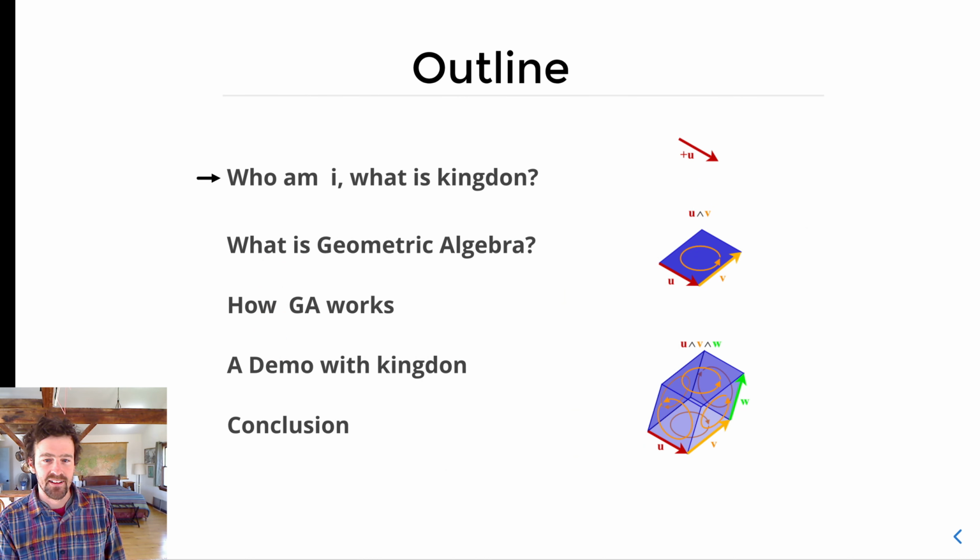All right. So here's an outline of the talk. First, we're going to talk about who am I and what is Kingdon, this package. Then what is geometric algebra, how does it work? These are brief overviews. And then finally, we're going to do a demo with Kingdon for a geodetic computation example.